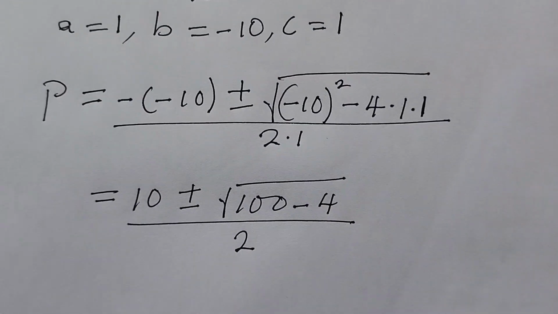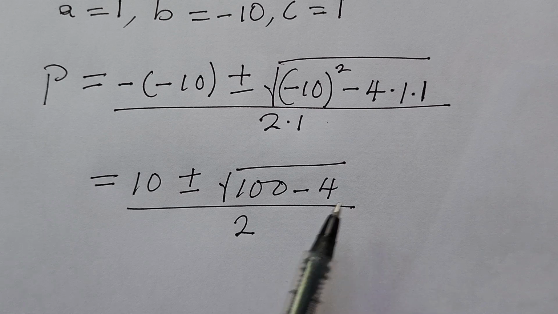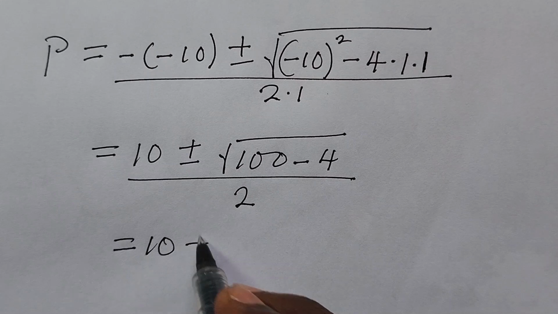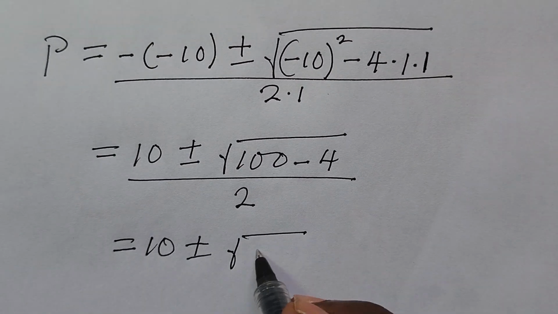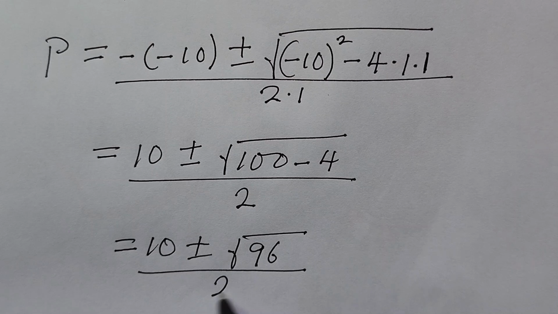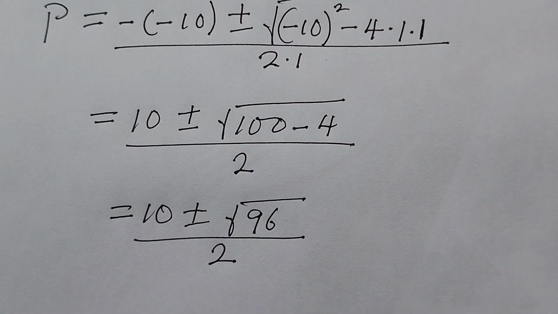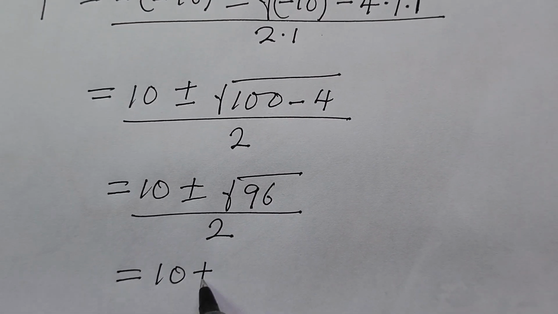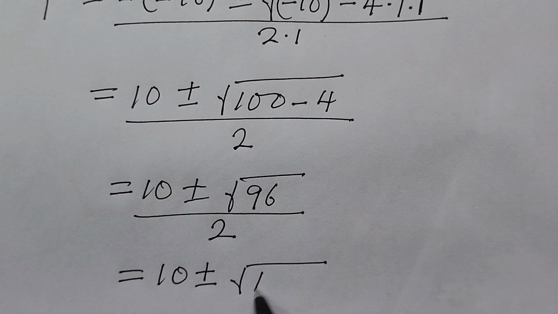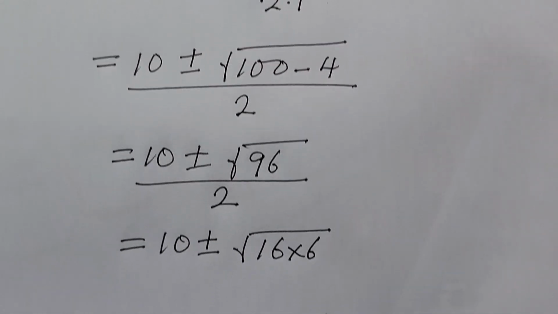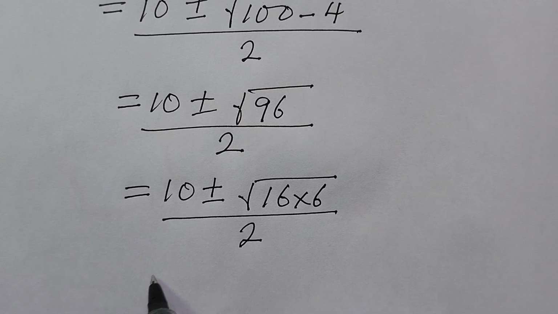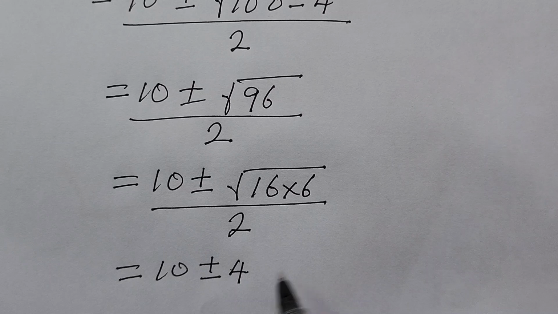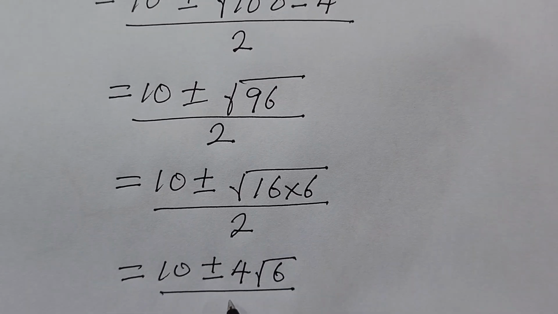So if we subtract this from this, we're going to have 96. So we're going to have 10 plus or minus the square root of 96 all over 2. Now 96 can be written as 16 times 6. So this is going to give us 10 plus or minus the square root of 16 times 6. 16 is a perfect square, right? So rewriting this will give us 10 plus or minus 4, the square root of 16 is 4, root 6, all over 2.